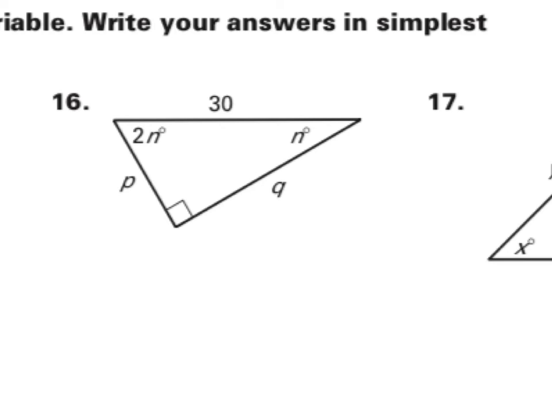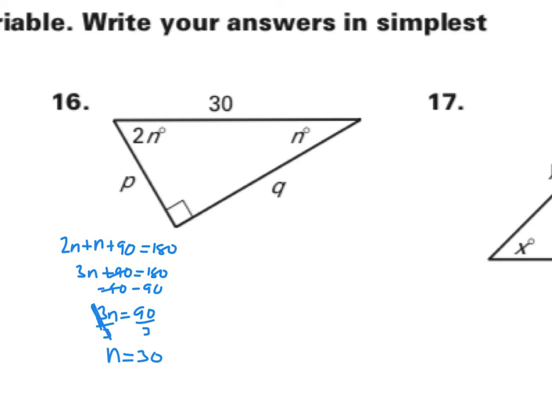So for number 16, I'm solving for P, Q, and N. So looking here, one thing is, I can probably guess what N's going to be. It's going to be 30, but let's find out how would we actually solve that. Well, I would solve that because I know that 2n plus n plus 90 has to equal 180 degrees. 2n plus n is 3n. Subtract 90. So then 3n equals 90, and I divide by 3. And so n equals then 30.